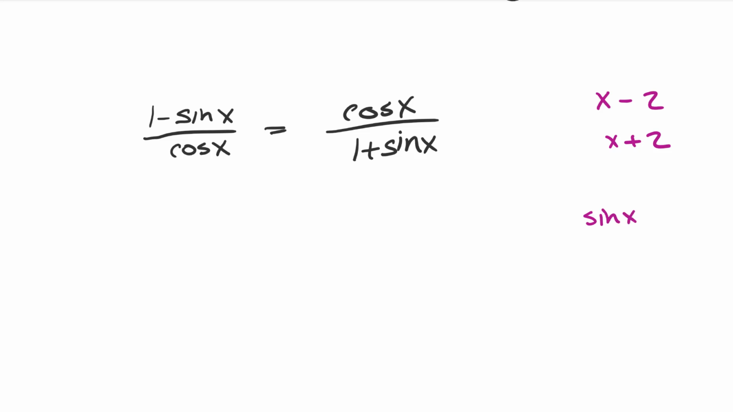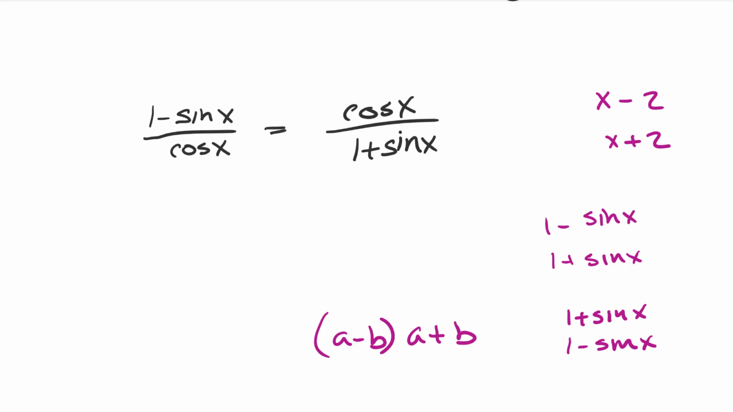1 minus sine of x, its conjugate would be 1 plus sine of x. If you were to have 1 plus sine of x, its conjugate would be 1 minus sine of x. What we're doing is this: what if you had a plus b? What's its conjugate? A minus b. Why would we care about that? Because that's a squared minus b squared. We're going to multiply by the conjugate so we can create 1 minus sine squared, 1 minus cosine squared.